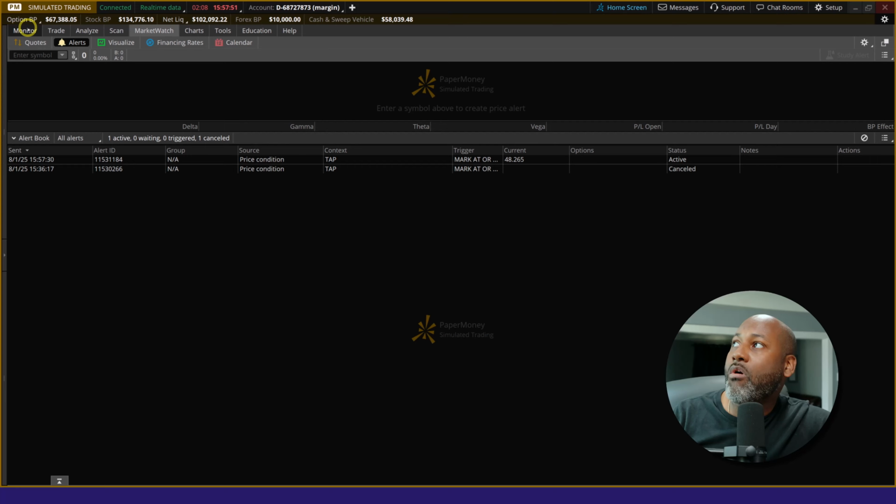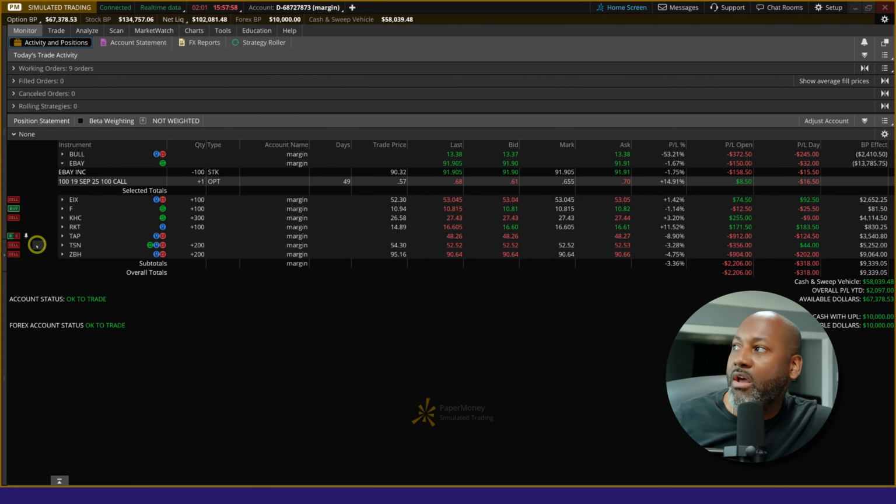So let's go back to our monitor tab. You see the bell icon in that box. So now we have an alert on TAP and we know we have an alert on it because of that icon. Now remember, that icon is not telling us how many alerts we have. It's just letting us know, hey, you got an alert on this security.